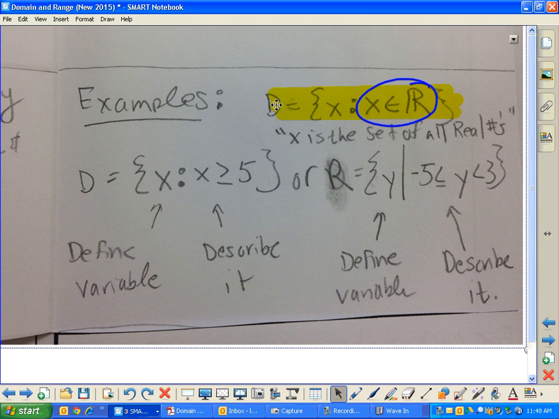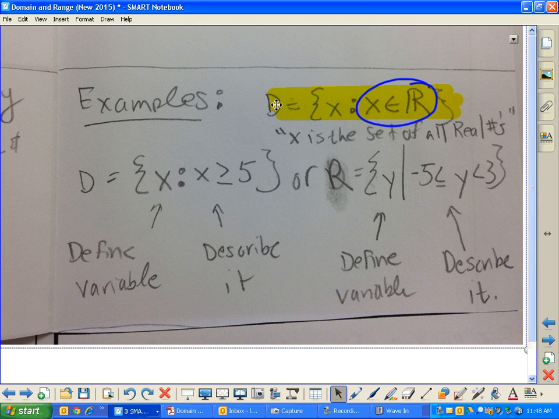So when do you use this? If your graph literally takes up the entire x-axis, you would use that notation, which is very common. Think about the functions that you graphed in your t-charts last night, the one I'm about to collect from you. A lot of those take up the entire x-axis. Their domains would be all real numbers.